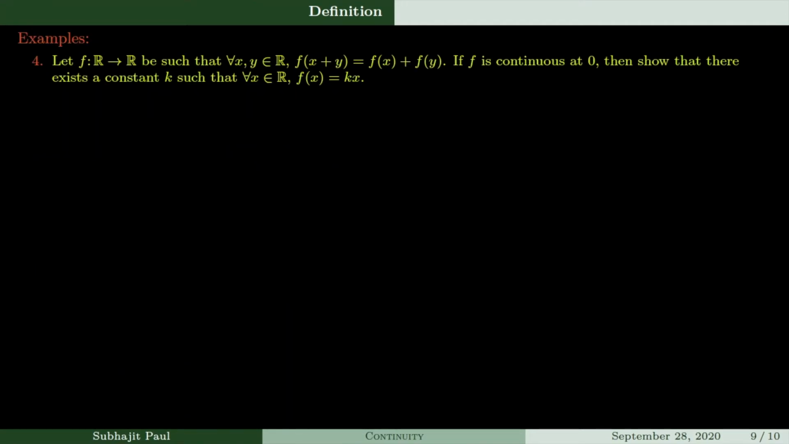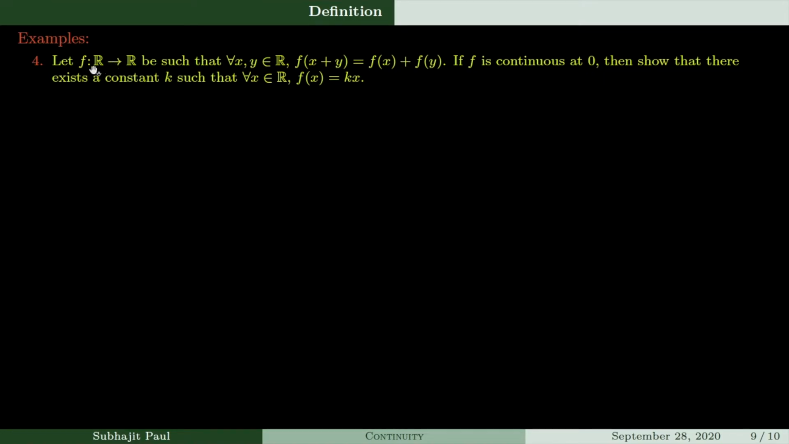Next up, this example is extremely important, extremely interesting as well. Now let's see what is happening here. f is a function such that f is an additive function: f(x + y) = f(x) + f(y). Okay, you are provided that f is continuous only at the point 0.